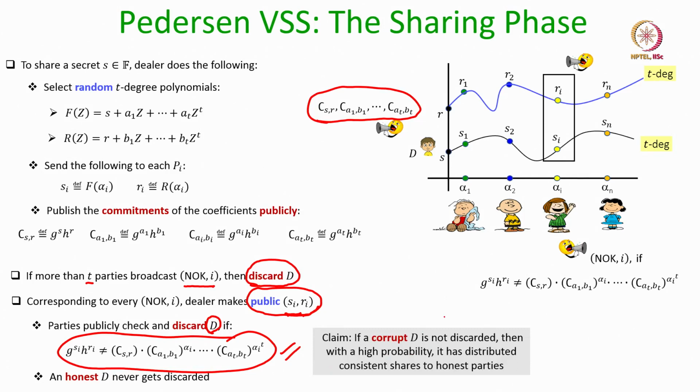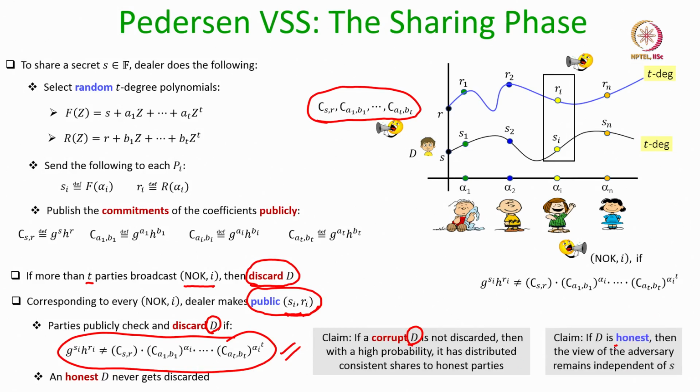So, now the sharing phase protocol is over. If the dealer is not discarded and if the dealer is corrupt, then assuming that the binding property of the commitment scheme holds, it is guaranteed that it has distributed consistent shares to the honest parties, and the protocol is over. So, now you can see the protocol is so simple. We do not have any pairwise consistency checks here and several stages of complaint and resolution and so on, and we do not form any sophisticated data structures like consistency graphs and so on.